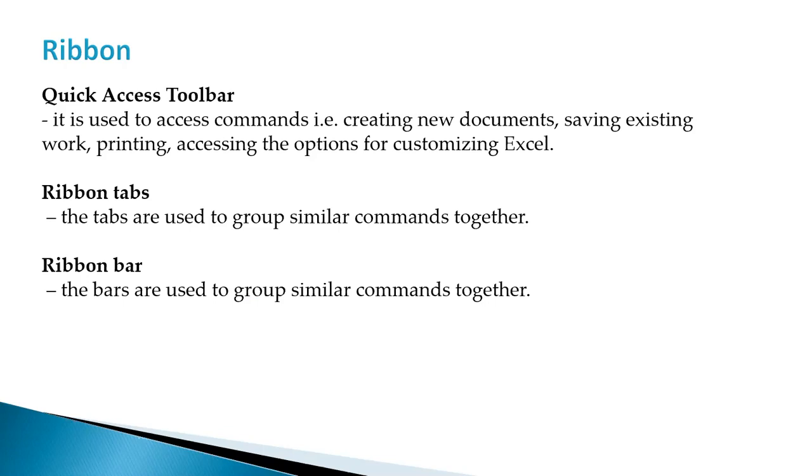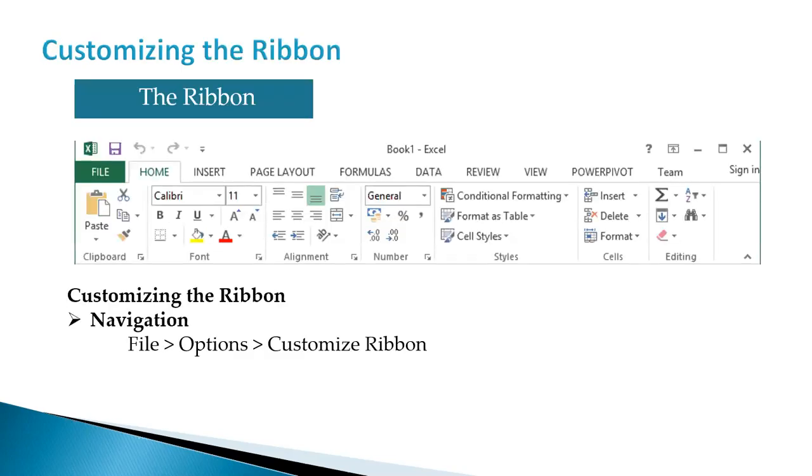Same case with the ribbon bar, where we've seen our font ribbon bar. It contains all the commands related to your font, such as your font size, your font type, and all that kind of thing. So the ribbon also can be customized. You can actually add in ribbon tabs, and the navigation for customizing our ribbon is by simply going to file, options, and customizing the ribbon.